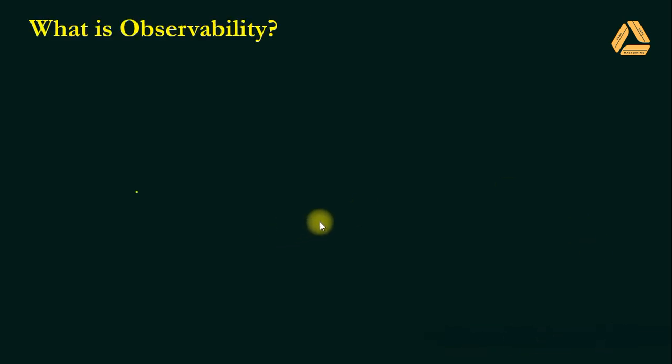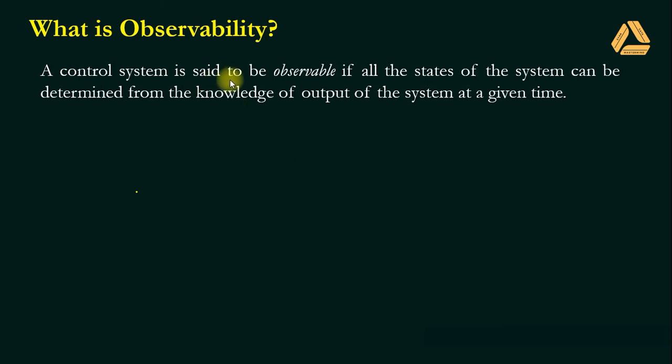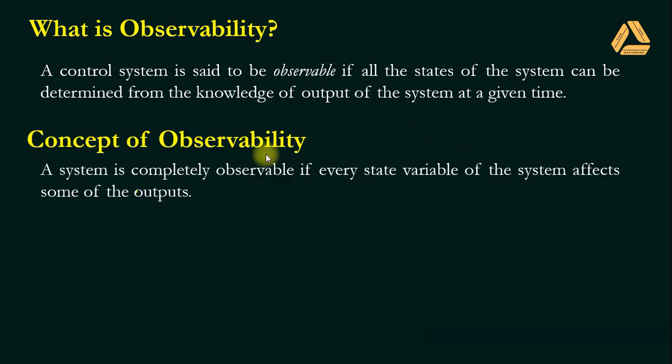Coming to the observability. So what is observability? A control system is said to be observable if all the states of the system can be determined from the knowledge of the output of the system at a given time. If you know the output, you will be able to determine all the states of the system. The concept of observability says that a system is completely observable if every state variable of the system affects some of the outputs. So the output is directly related to all the state variables.